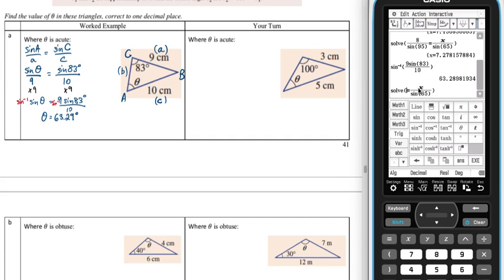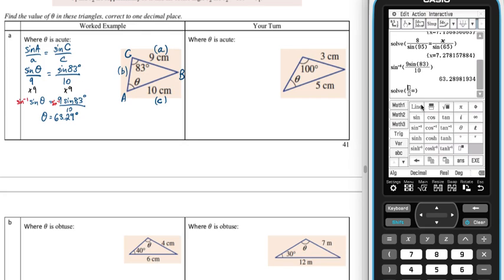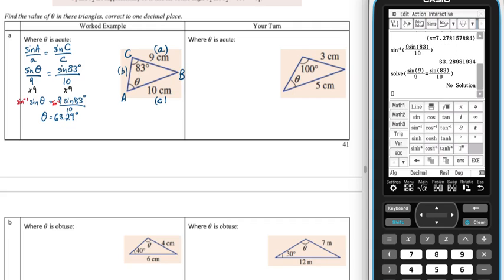Now you may note, and I'm just going to delete these bits actually, shift divide, and then on this side shift divide, and here we're going to put in sine theta. So you don't have to use theta, but we do have one there, so we may as well use it. Sine theta, close our bracket, over 9 is equal to sine 83, close bracket, over 10. Then press execute. Let's see what happens. It says no solution.